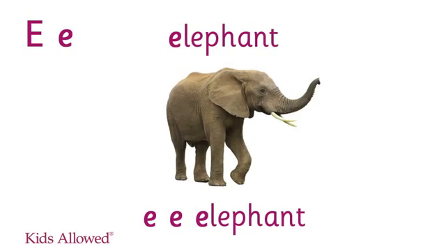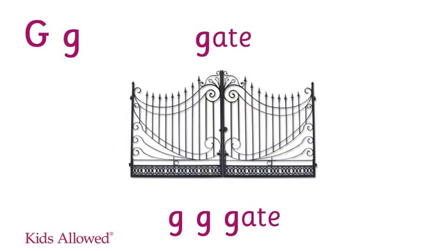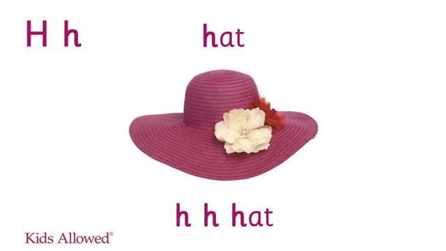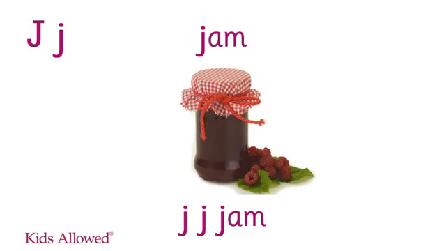E is for elephant. Elephant. F is for fish. Fish. G is for gate. Gate. H is for hat. Hat. I is for igloo. Igloo. J is for jam. Jam.